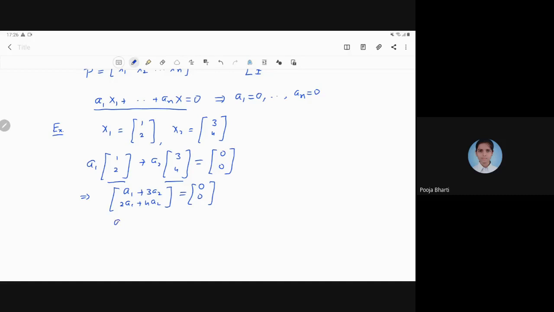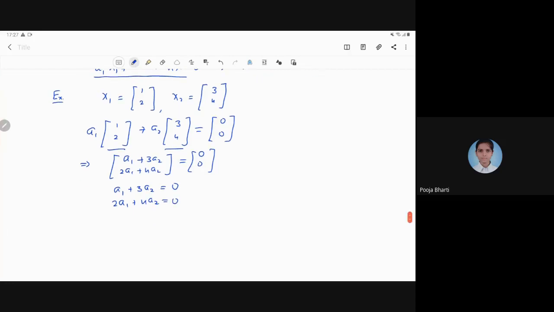So you are left with two equations in two variables. It is a homogeneous system in a1 and a2. How do you solve a homogeneous system? Already you have done this kind of problem. For a homogeneous system, you can directly assess what is going to happen. What is the matrix here? 1, 3, 2, 4. Calculate its determinant. That will directly give you an idea whether it has only a trivial solution or some non-trivial solution also.